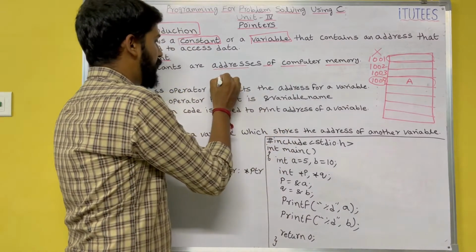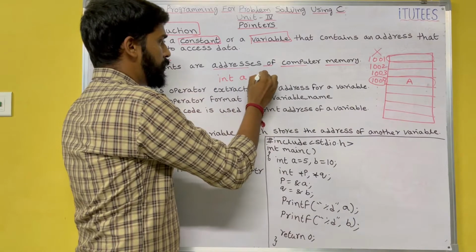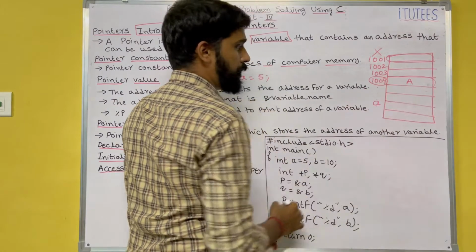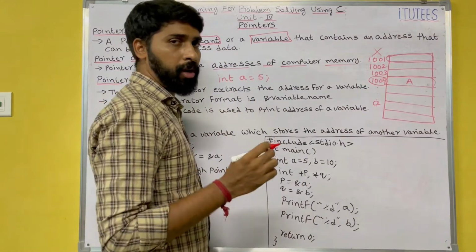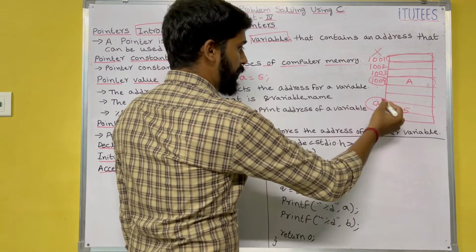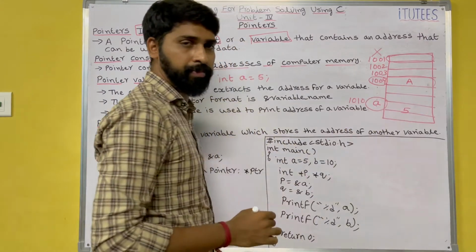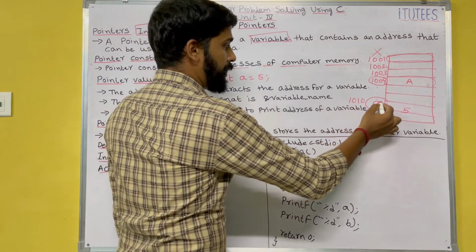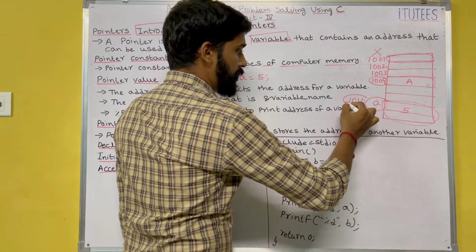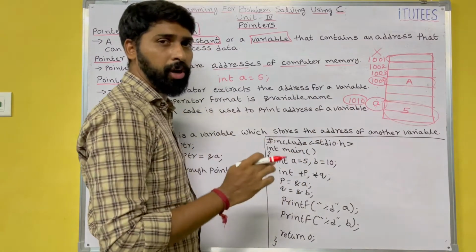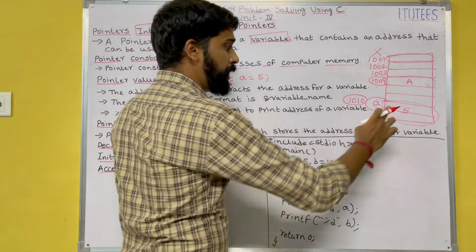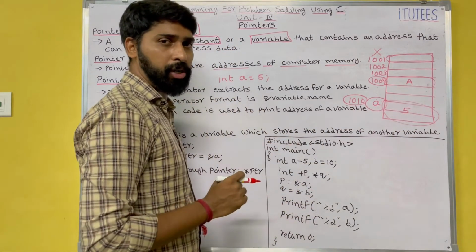For example, I define int a equals 5. So a is a variable. For example, this is the memory location of a. Now 5 is stored in a, and this a has some address, for example 1010. How can we identify this memory location? By using an identifier. The address of a is 1010, and this 1010 we call a pointer constant. This a we call an identifier or variable, and 5 we call a data constant.